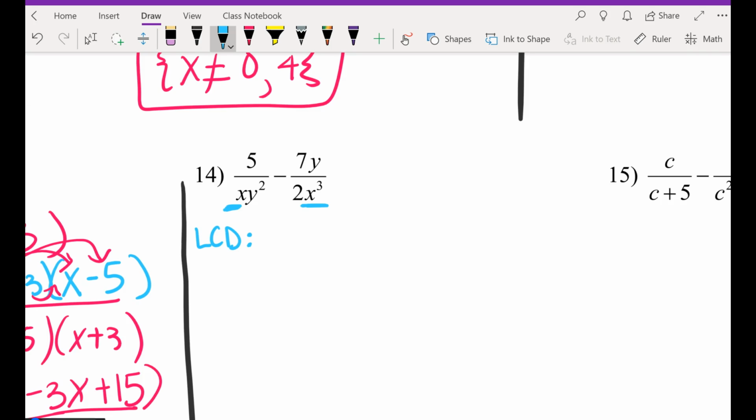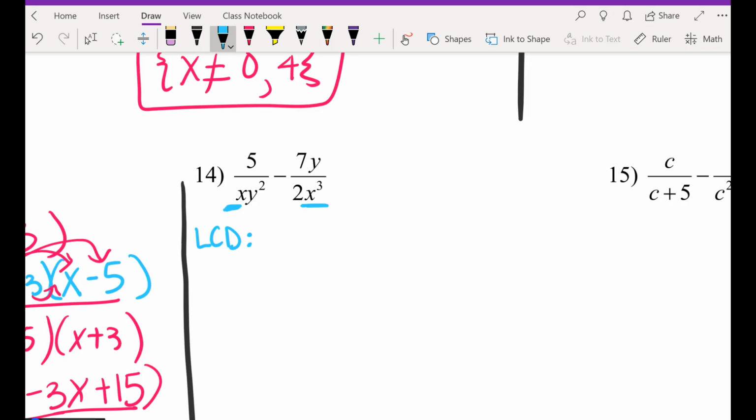You're right, right? Would you agree that x to the third divided by x to the third is what? 1. x to the third divided by x is x squared. Does that make sense so far? So when you have this and this, can you see the higher powers over here? If they repeat, but this one has higher power, so guess what you do? You take this as part of your LCD.